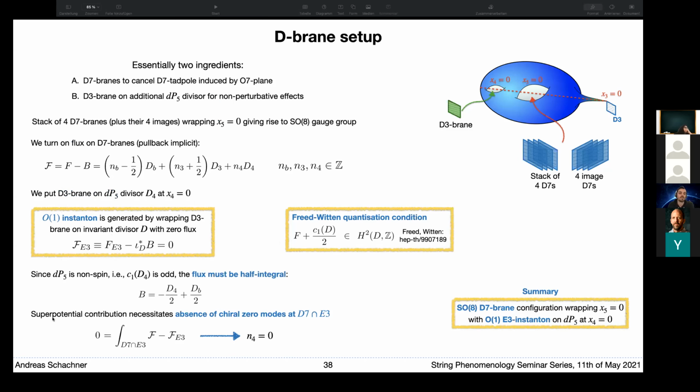Finally, one has to check that this instanton indeed contributes to the superpotential by checking the absence of chiral zero modes at the intersection of the D7 with the D3. And this leads to setting the flux N4 equal to 0 in this formula above here.